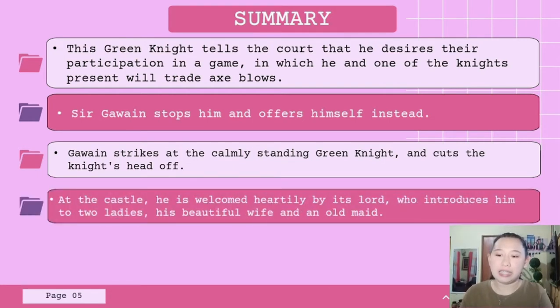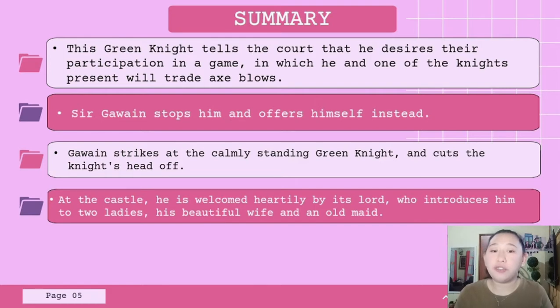At the castle, he is welcomed heartily by its lord, who introduces him to two ladies, his beautiful wife and an old woman. The lord invites Gawain to play a game. Each day, the lord will go out to hunt while Gawain rests in the court, and by the end of the day, they will swap whatever they have won. In short, whatever the lord gets will be given to Gawain, and whatever Gawain gets in the court will be given to the lord.